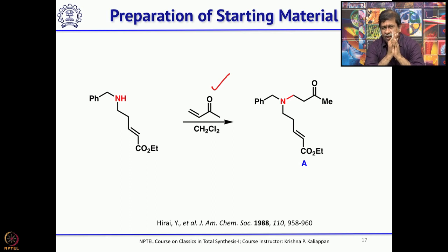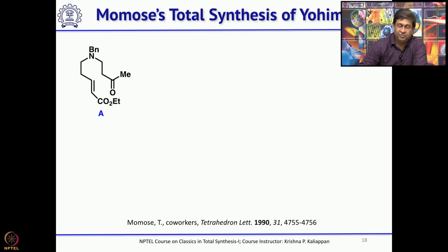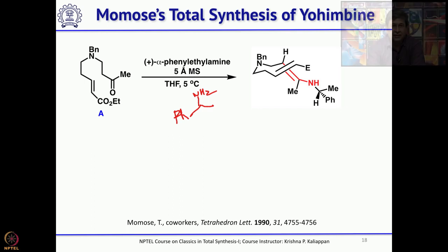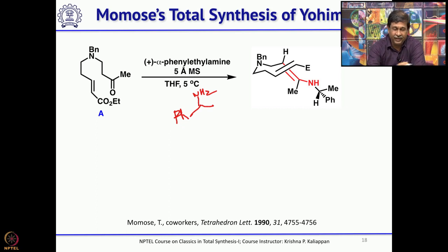So now let us see which chiral reagent he has used for the key intramolecular Michael reaction. He took this compound and then treated it with alpha phenyl ethyl amine. So that is the chiral amine. Alpha phenyl ethyl amine is, if you see, this is the one. So he took one isomer, the plus isomer of alpha phenyl ethyl amine, and then made the corresponding enamine.